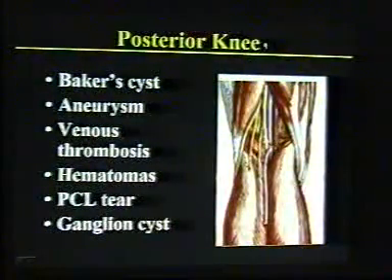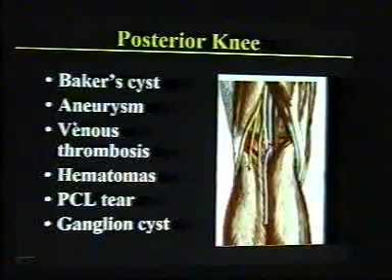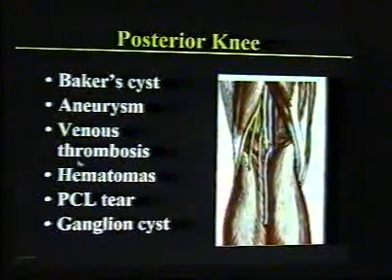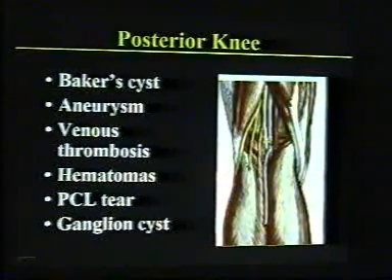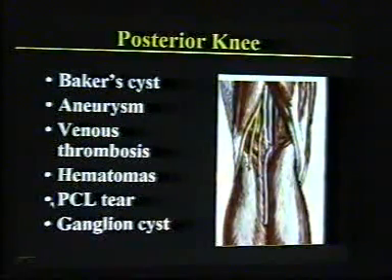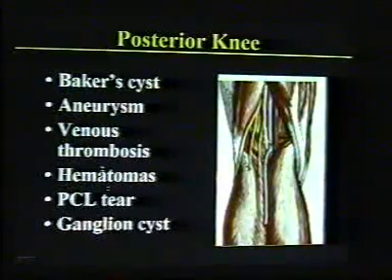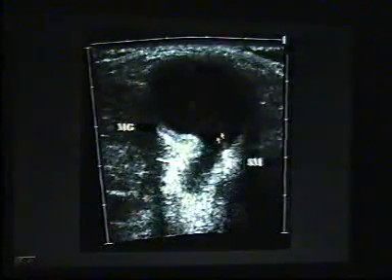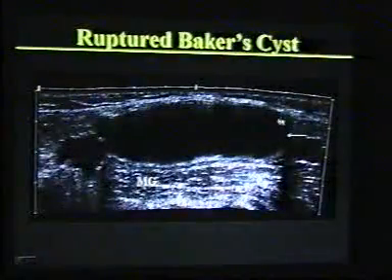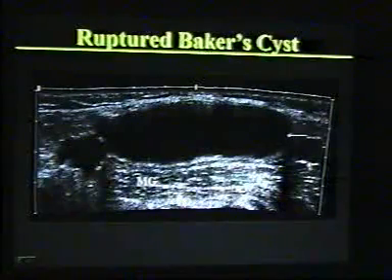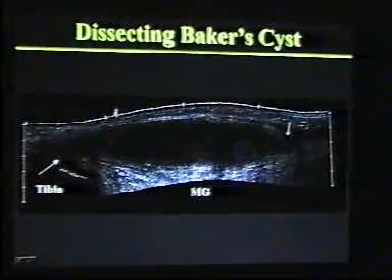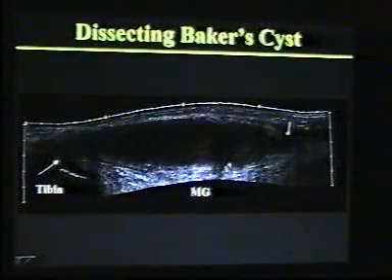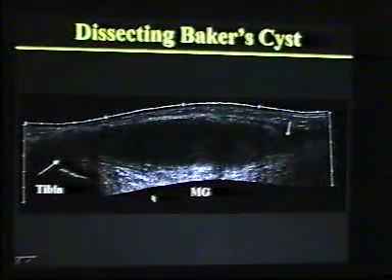Then in posterior knee, we look for Baker's cyst, aneurysm of the vessels, as we have popliteal artery and vein there. We can have venous thrombus in the vein, hematomas, posterior cruciate ligament tear and ganglion cyst. Here we have a Baker cyst, another ruptured Baker cyst, and a dissecting type of Baker cyst. This is tibia and gastrocnemius.